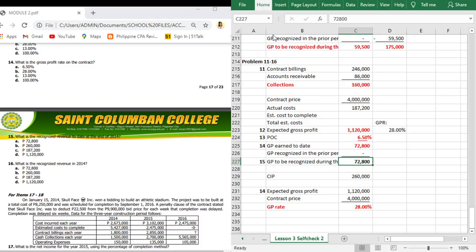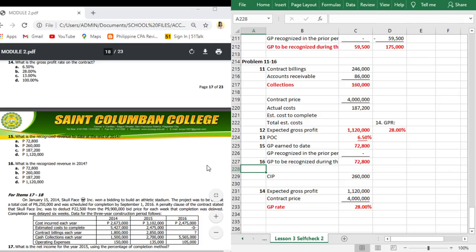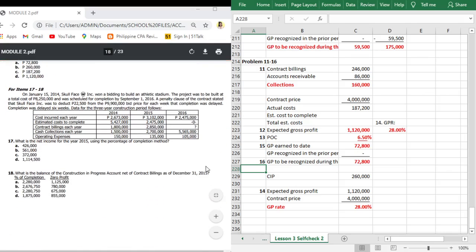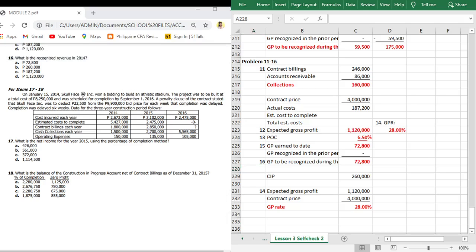72,800. So, you can actually answer everything in just one table. Okay? So, including number 14. So, ako yung butang diri ha. Number 14, GPR 28%. Okay, and then number 16. Ay, sorry. Okay na di ay. Namali di ang numbering. Number 15, then number 16. Okay, so that is all for problems 11 to 16. Now, let's proceed to the last problem. Problem 17 to 18.